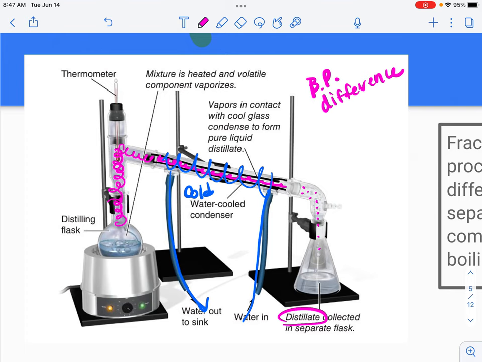This is a really easy way to separate like water from salt or whatever. We could use this in desalination, except that it takes a lot of cold water to condense that vapor. So it's not very efficient.